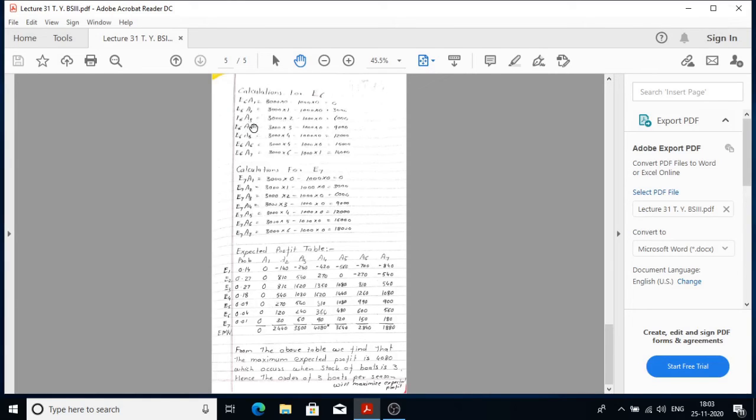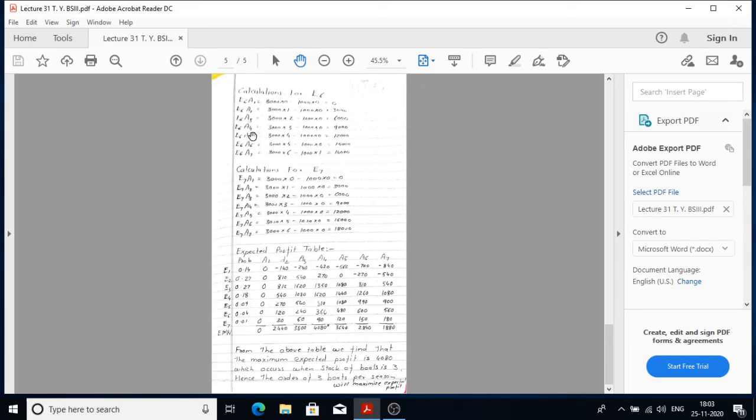E6 A3. E6, it should be A2, not A3. E6 A2, stock of 2 boats. So 3000 into 2, the answer becomes 6000. E6 A4. E6 means demand for 5 boats, but we have only 3 boats with us. So 3000 into 3, answer becomes 9000.